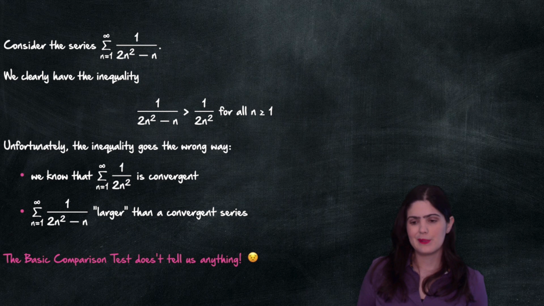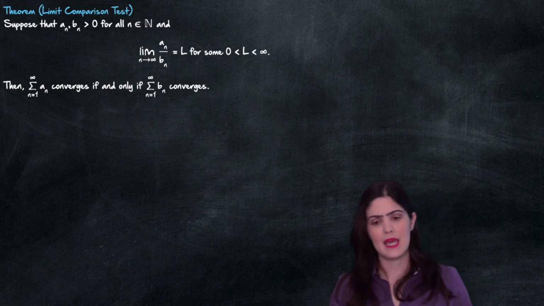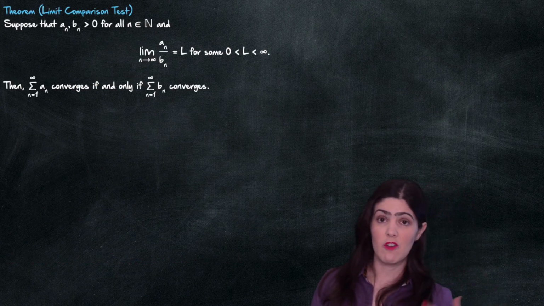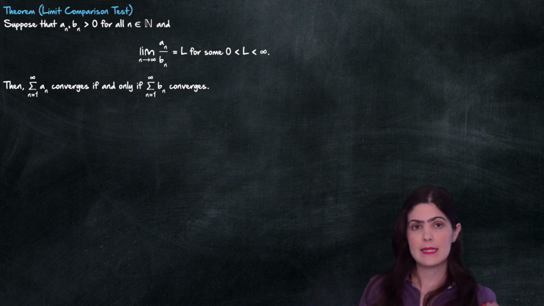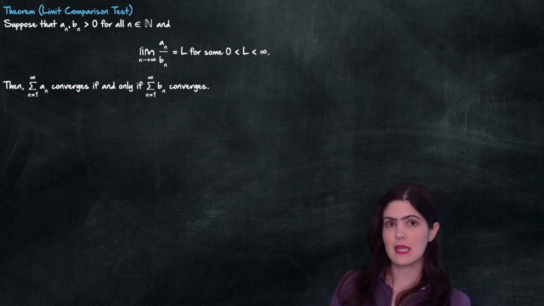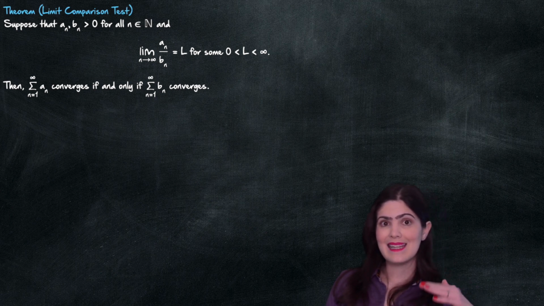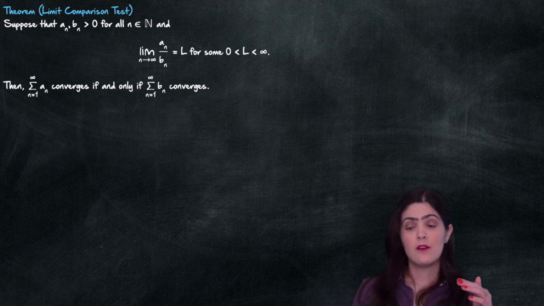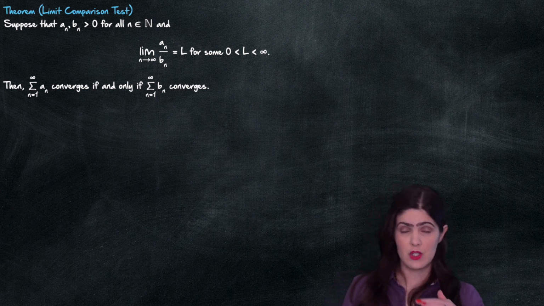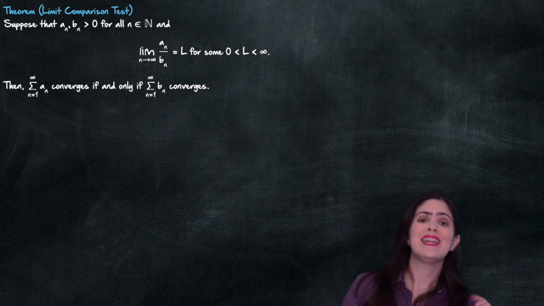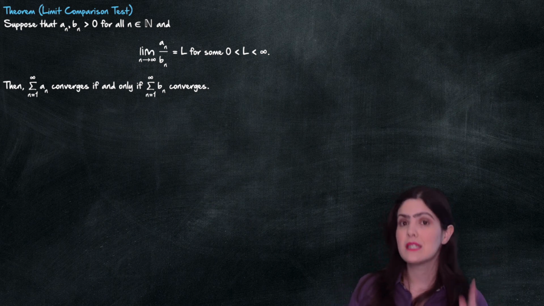So this doesn't help. We need to find something else, and that is the limit comparison test. It tells me that if I have two sequences of positive terms, and I take a look at the limit as n approaches infinity of a_n over b_n, and I see that the limit is L, and L is strictly between 0 and infinity. So the limit is a real number, but it cannot be infinity, and L cannot be 0.